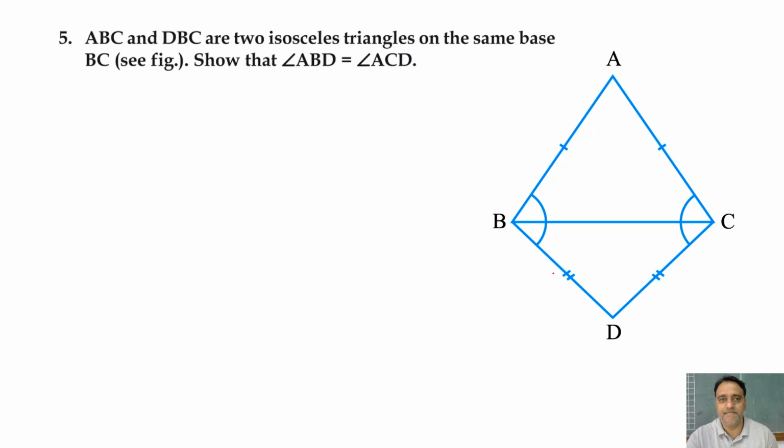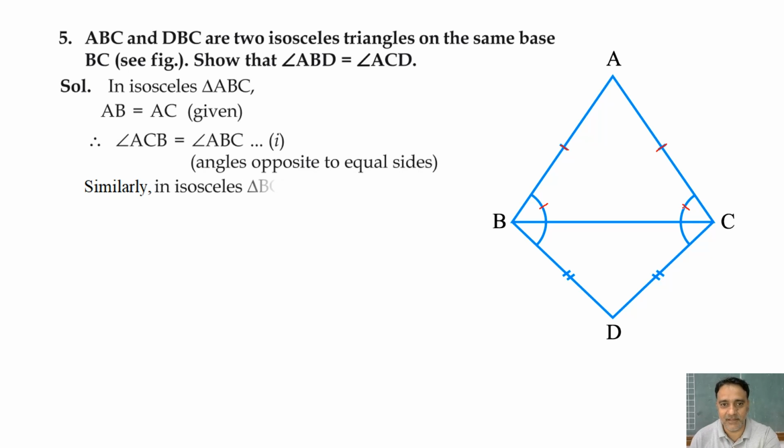Question number 5. ABC and DBC are two isosceles triangles on the same base. Okay. So अगर ये दोनों sides equal है तो ये दोनों angle equal होगा. Why? Angles opposite to equal sides. Right. Angles opposite to equal sides are equal. Similarly, in this isosceles triangle, these two angles are equal. Okay, because it is given that BD is equal to DC.